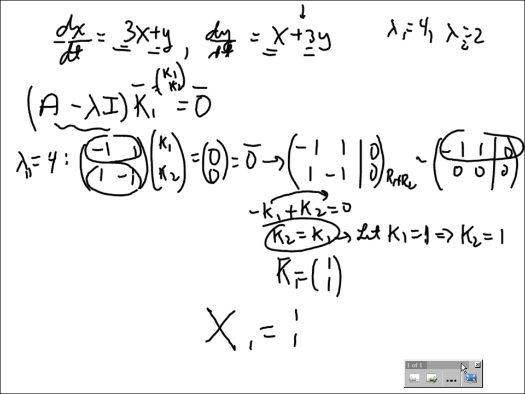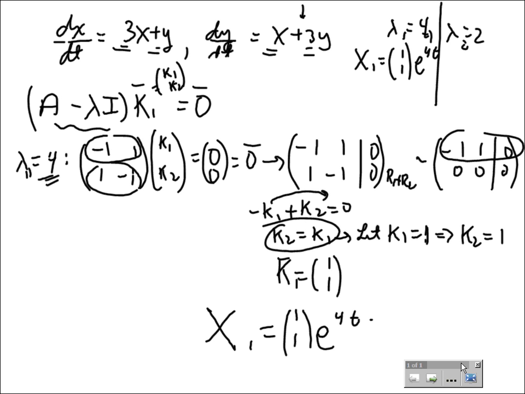It's going to be 1, 1, and then it's e to the lambda t. That is one value. So associated with lambda 1 equals 4, we get that x1 is 1, 1 e to the 4t.